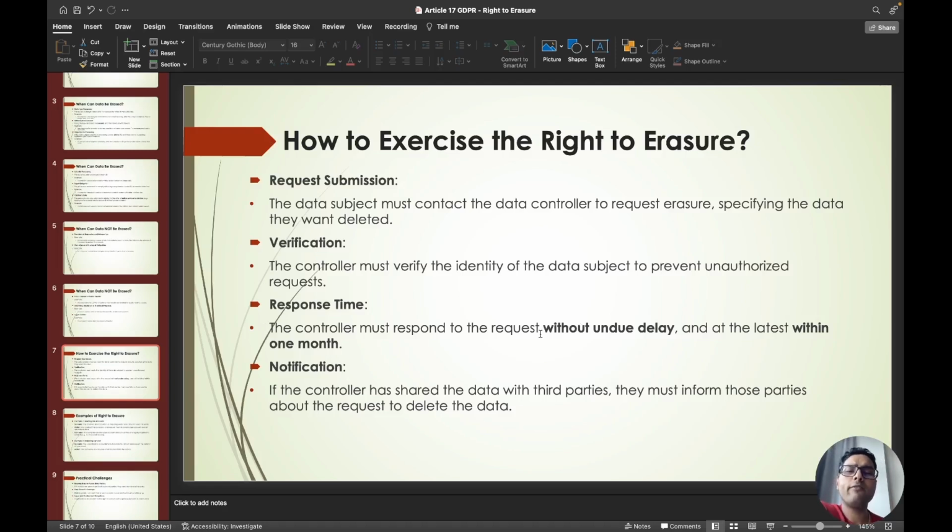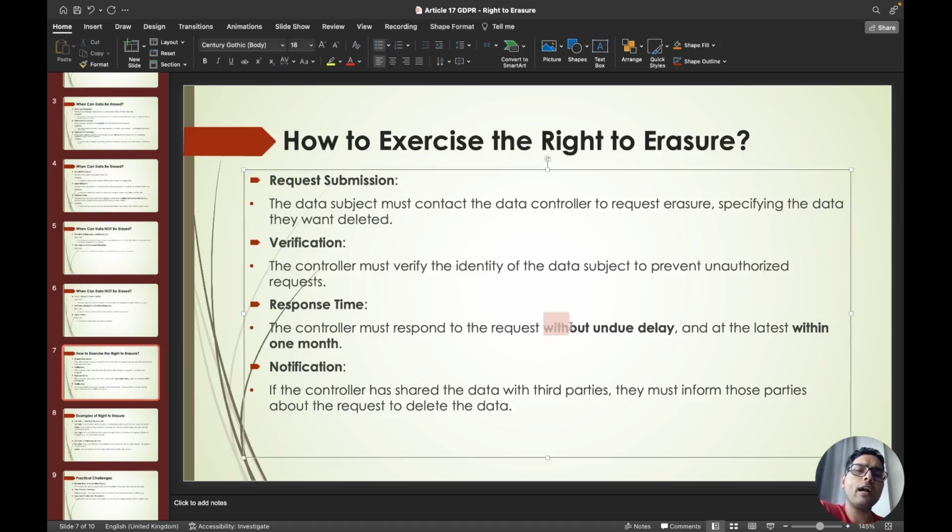within undue delay. Every time we look at time limits in the GDPR, without undue delay is the key point here. Without undue delay and at the latest within 1 month is the response time from the data controller. So they can respond to the data subject that we are going to delete your data, and after the deletion process is complete, they will notify that we have successfully deleted your data as per your request. This is the key point, but they need to respond. The first response should be without undue delay and at the latest within 1 month.